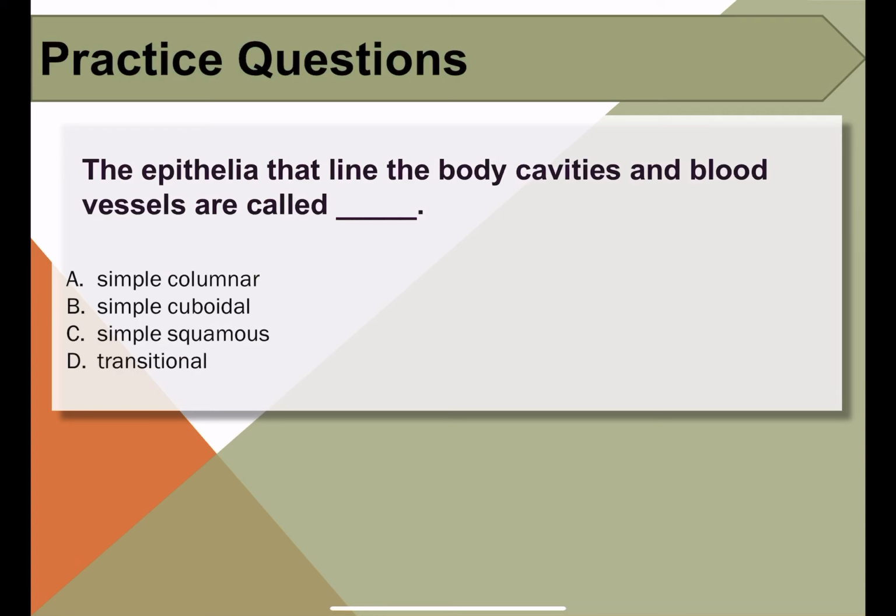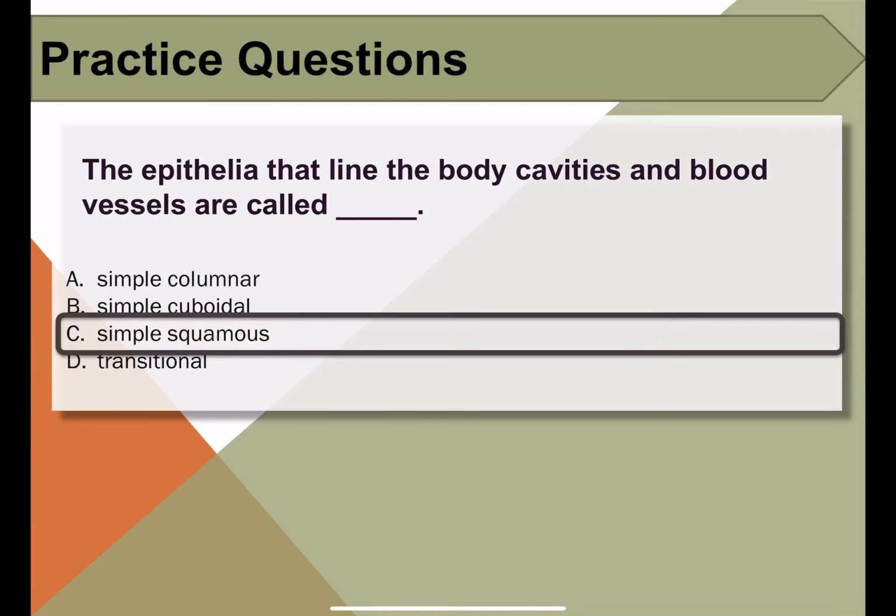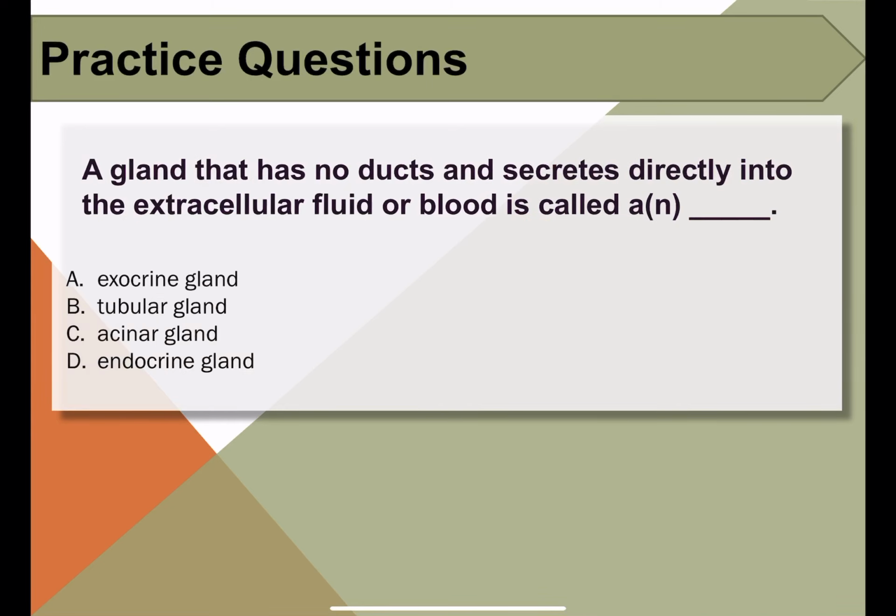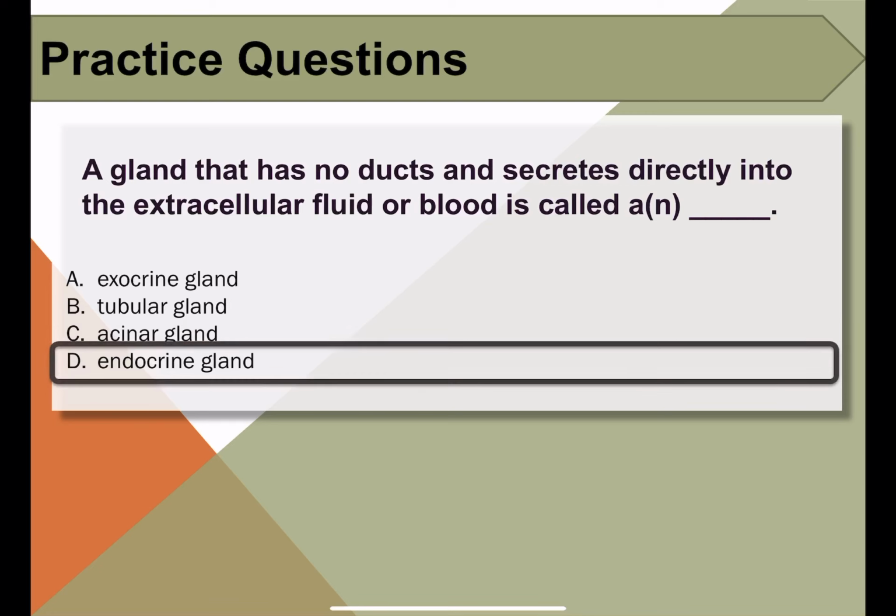The epithelia that line body cavities and blood vessels are called simple squamous. Remember, the mesothelium lines body cavities, and the blood vessels are lined by simple squamous epithelium. A gland that has no ducts and secretes directly into extracellular fluid or blood is called an endocrine gland. Remember, the keyword for endocrine is ductless, and exocrine needs the help of a duct.